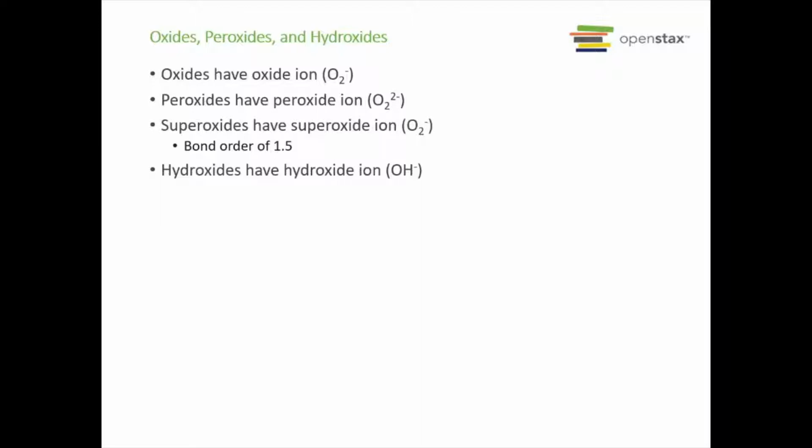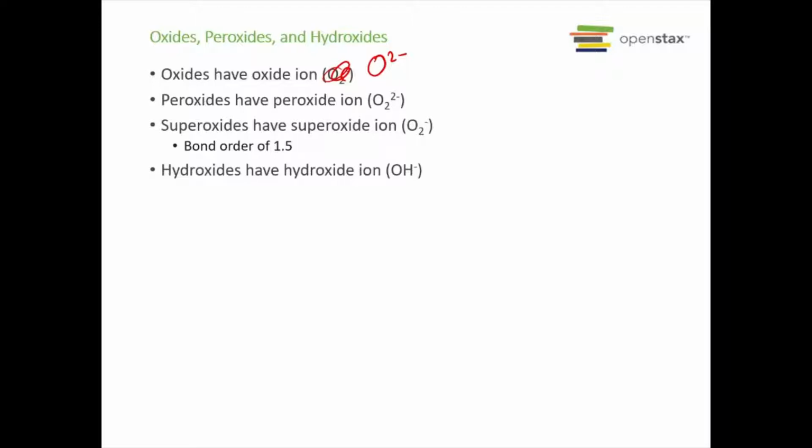So we're going to talk a bit about oxides, peroxides, and hydroxides. Just to introduce them, oxides have the oxide ion, which is O2-. Peroxides have the peroxide ion, which is O2 2-. Superoxides have the superoxide ion, which is a typo there. Oops, this should be O2-, like that. There we go. Sorry. So oxides is a single O2-.